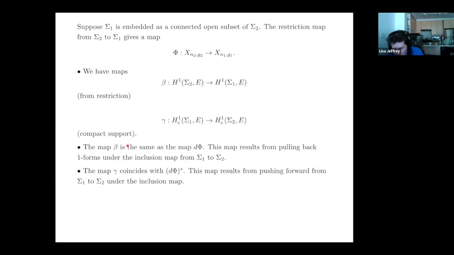So this map beta is just the differential of the map phi. It results from pulling back 1-forms under the inclusion map from sigma 1 to sigma 2. There's another map, gamma, which is the dual map to d phi, and it results from pushing forward from sigma 1 to sigma 2 under the inclusion map. Remember, here we're working with compactly supported forms.